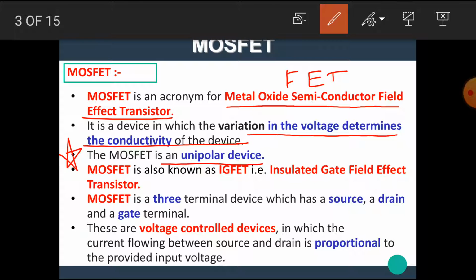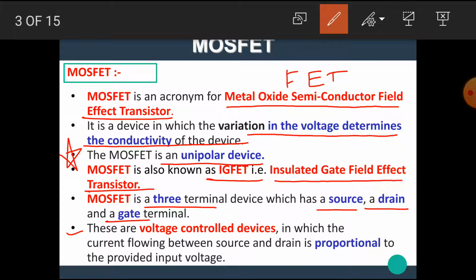MOSFET is also known as IGFET, that is, insulated gate field effect transistor. MOSFET is a three-terminal device which has the three terminals such as source, drain, and gate terminal, while BJT has the three terminals such as base, emitter, and collector.